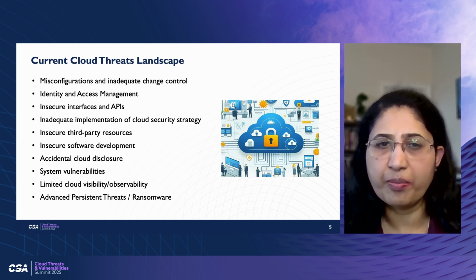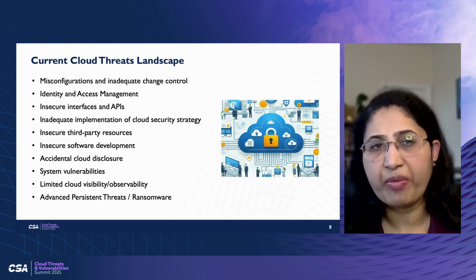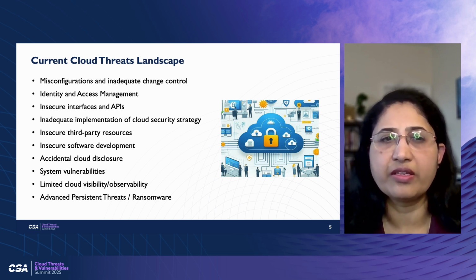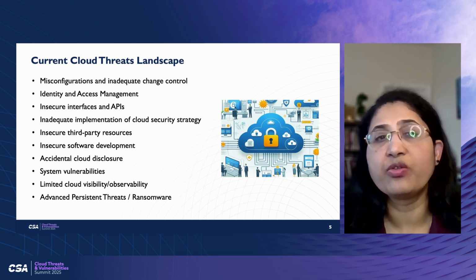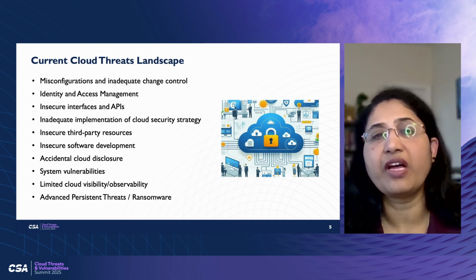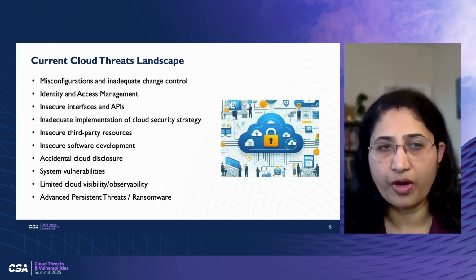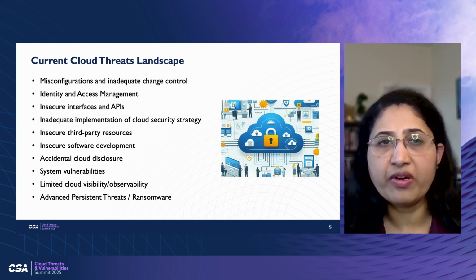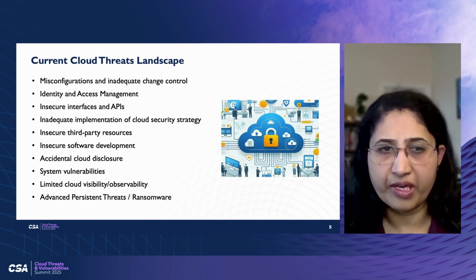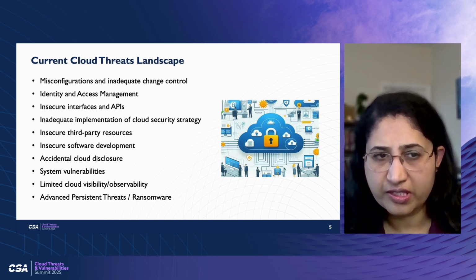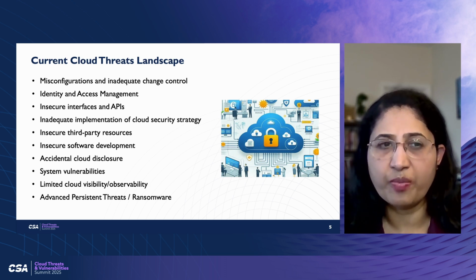Then insecure third-party resources. Our cloud applications are definitely interacting with other third-party resources. I was talking about APIs. They're using APIs to interact with other resources which are external to your organization. If proper controls are not put in place, that is another risk. Then insecure software development. If proper DevSecOps processes are not in place, this is also a big threat.